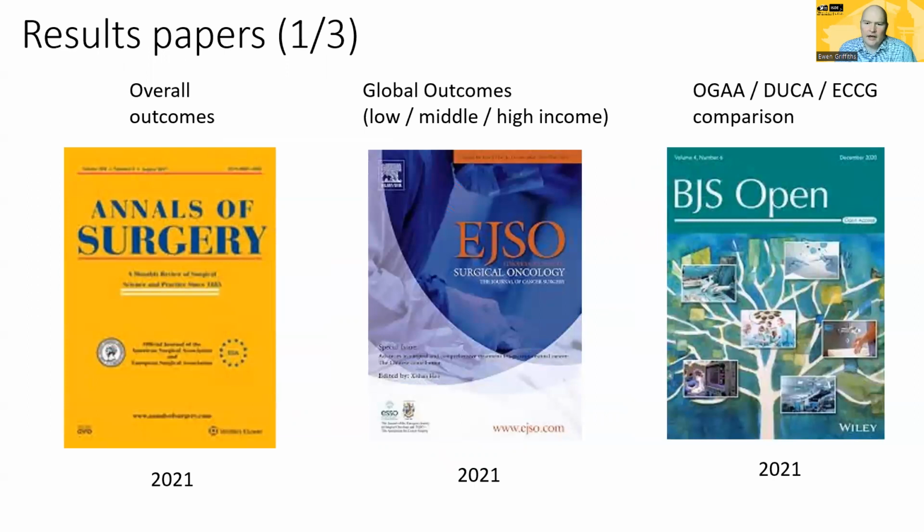But it's only in the last few years that our papers have really come out. Our main outcome paper was published in the Annals of Surgery, and I've got some slides on that. We had a very nice global outcomes paper looking at the differences between low, middle, and high income outcomes, published in EJSO. And we also had a comparison paper to the Dutch data set and Don Low's ECCG data in the BJS Open.